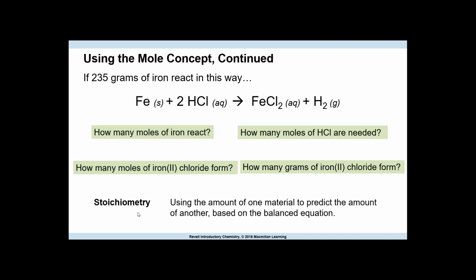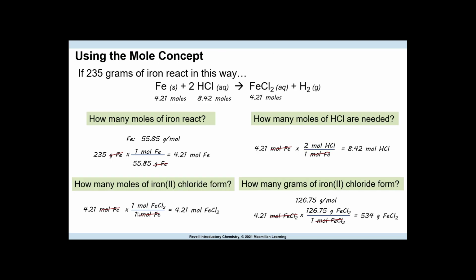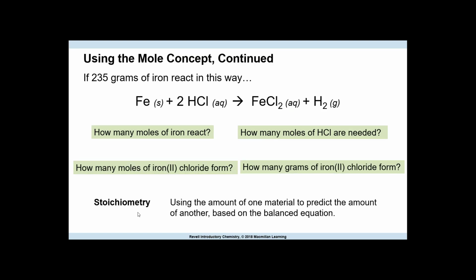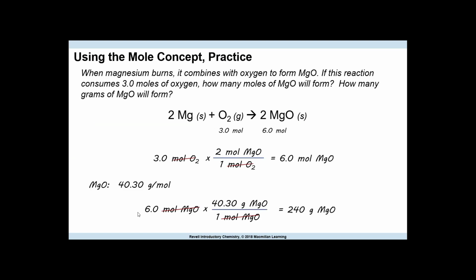Once we found the moles of iron, which is problem 1, we were able to relate this value to both the moles of HCl and the moles and grams of iron 2 chloride. Given the amount of grams or moles of one substance in the balanced equation, it is possible to find the moles and grams of any other substance in the equation. So let's take a look at another problem. When magnesium burns, it combines with oxygen to form magnesium oxide.